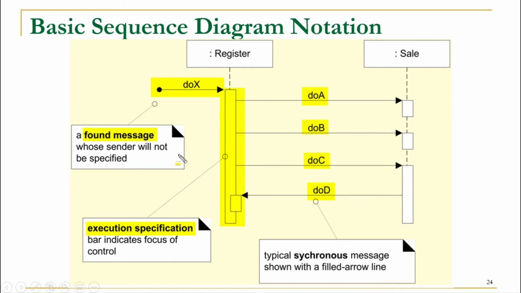So here we can clearly see that from within the doX method, which is there in the register class, we are calling three different methods. The first one is do A, which is called on the sale class. The second one is do B, which is called again on the sale class. And the third message is do C, and from the body of do C we are calling another method, a fourth one, which is called do D, and it is being called reversely on the register class.